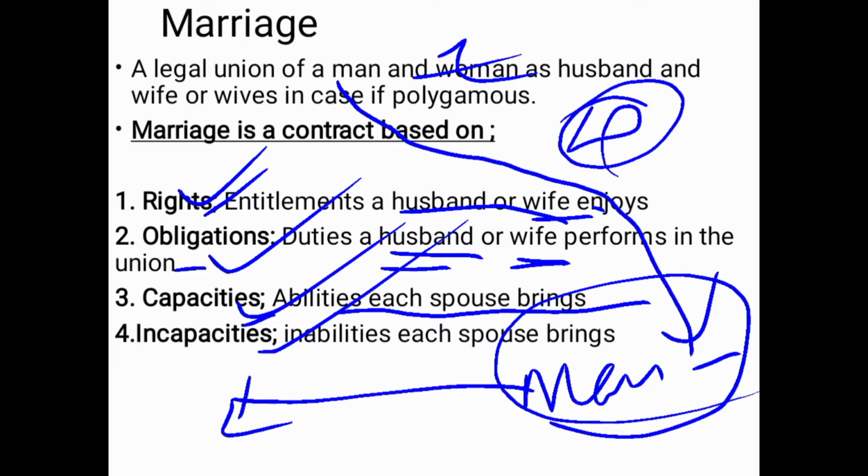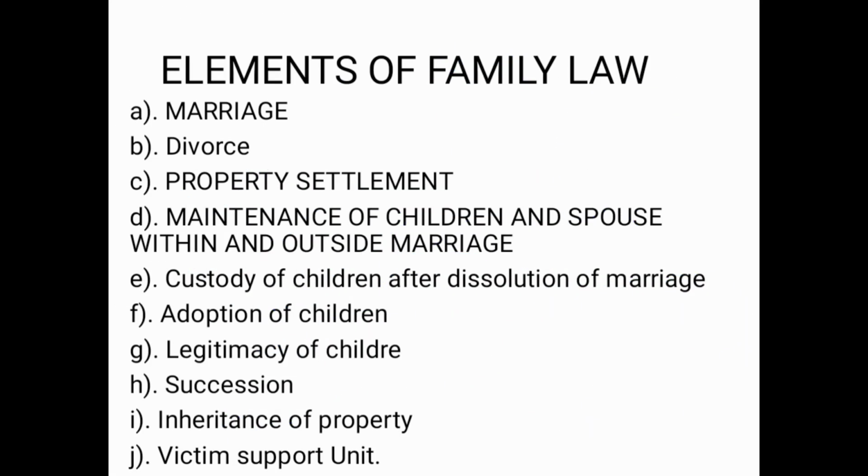She's not educated, so she has come with an inability. So those are the four things on which the marriage contract is based. Are we together? So let us now look at the elements of family law.